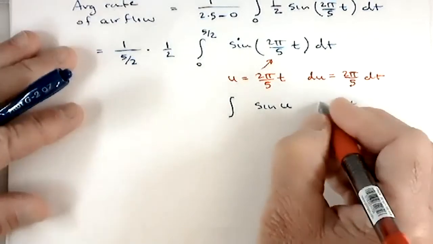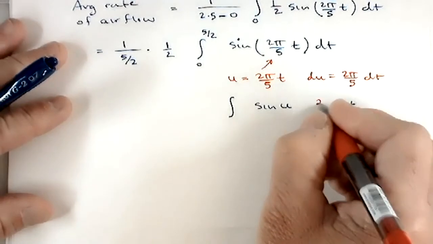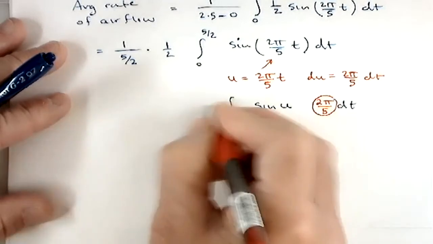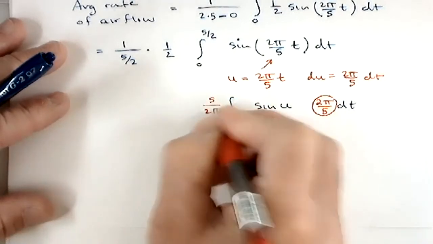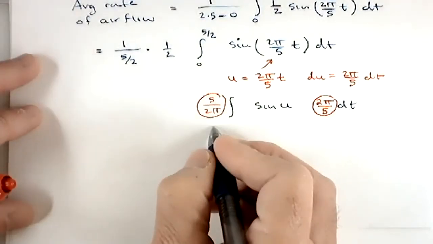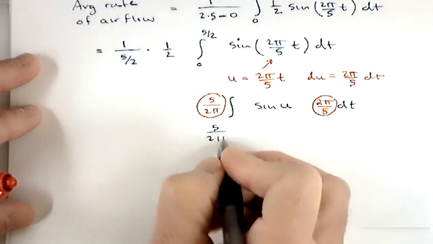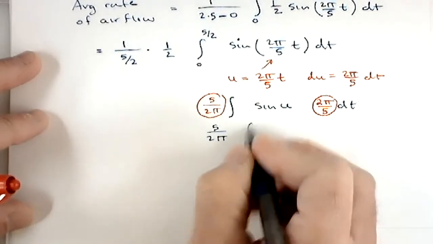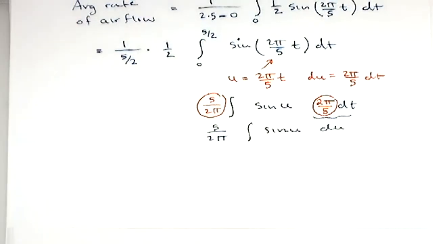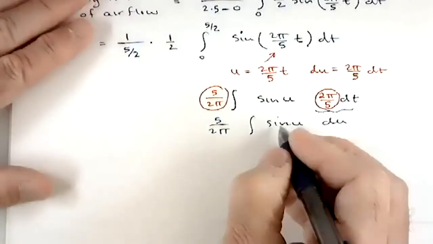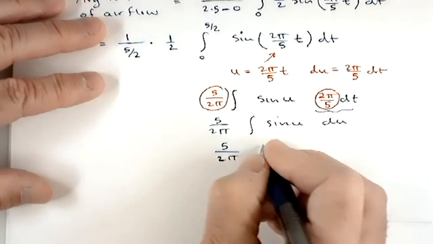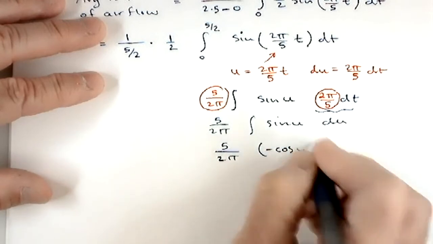So in this class, what we do is we do the wishing technique. So I would wish for a 2 pi over 5, compensate with the reciprocal, which is 5 over 2 pi outside. That's going to stay there. And then you're just left with sine of u, and this now becomes du. And your antiderivative of sine is negative cosine. So it's 5 over 2 pi times negative cosine of u.